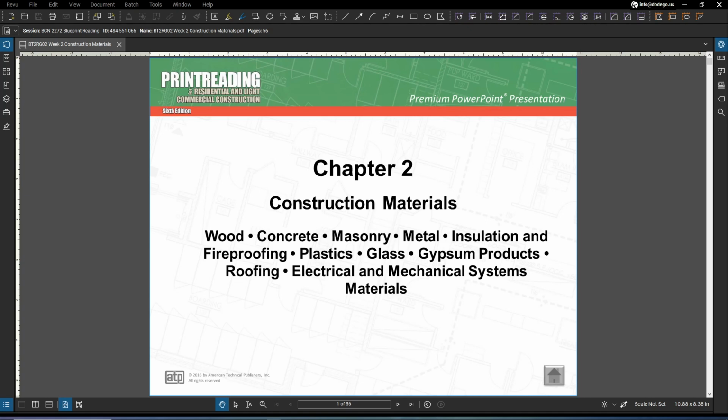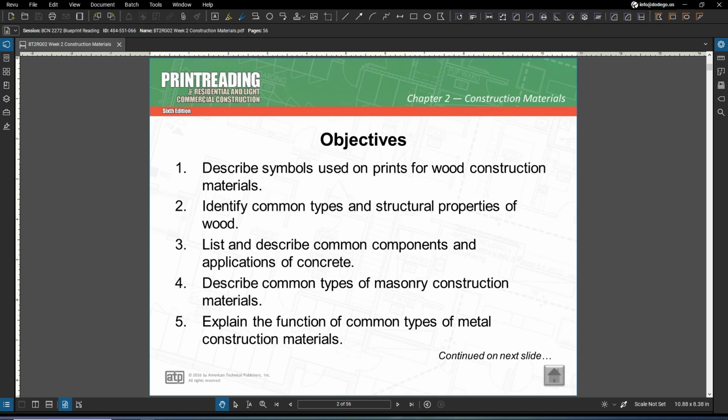But before we get more in depth on the topic, we have our objectives that we want to make sure that we focus on. And it's going to be 12. And that is being able to describe symbols used on prints for wood construction, identifying common types of structural properties of wood, listing and describing common components and applications of concrete, describing common types of masonry construction materials, explaining the function of common types of metals in construction materials.